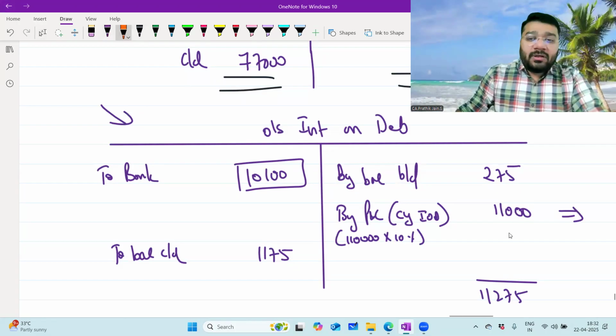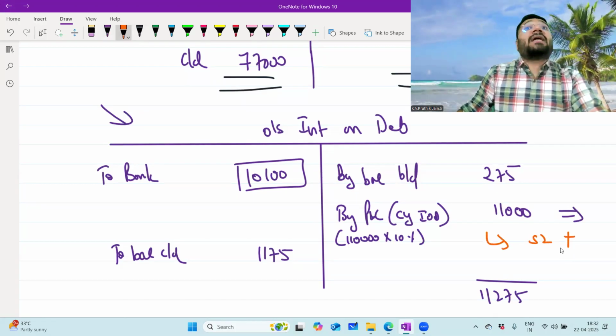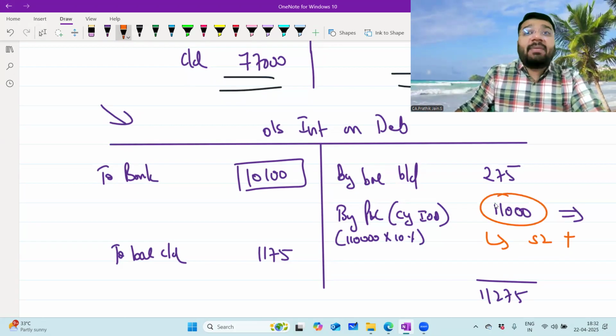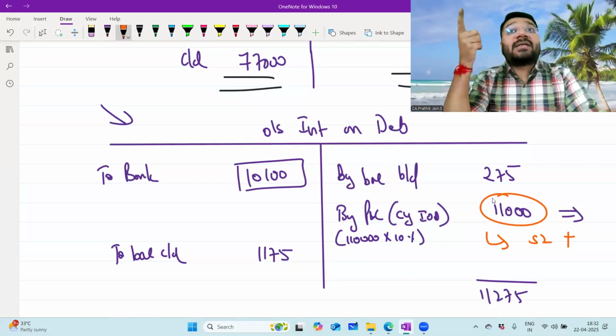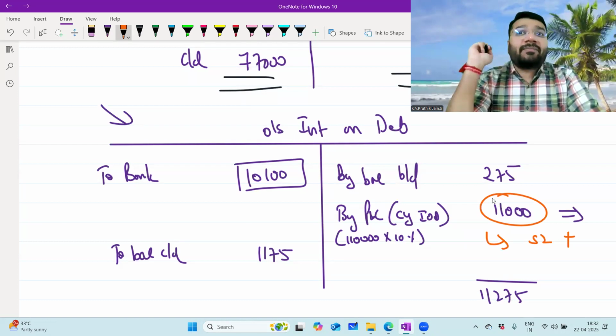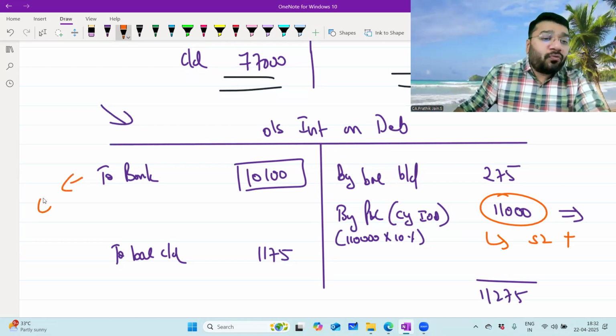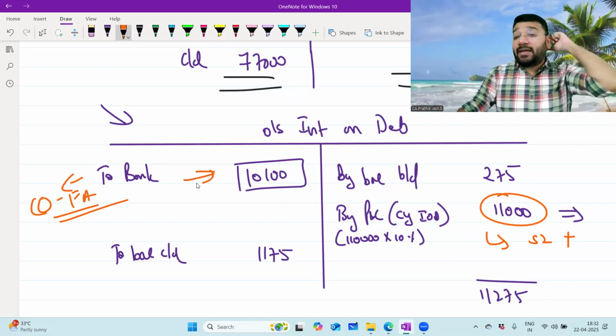Now, this will affect my segment 2. I need to add back because this is a non-cash item. In segment 2, I have to add back this current year debenture interest. In the finance cost, it is subtracted. To reverse, we have to add back. And this I will show as a cash outflow of the financing activity, because this much is interest paid.